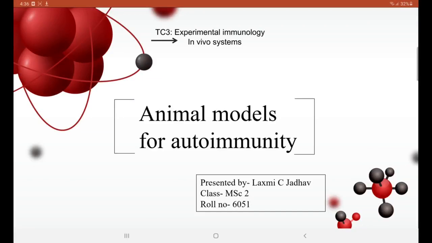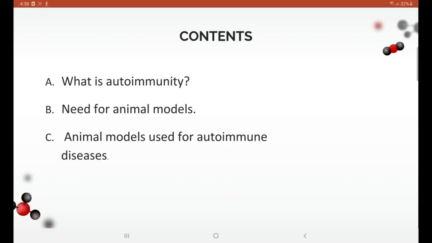Very good morning, everyone. My name is Lakshmi Zadhav, and today I will be presenting my seminar on animal models for autoimmunity. This topic is from credit number 3, which is experimental immunology, under the heading of in vivo systems. In this presentation, we are first going to understand what exactly autoimmunity is, then what is the need for animal models and what are animal models, and finally, animal models used for autoimmune diseases.